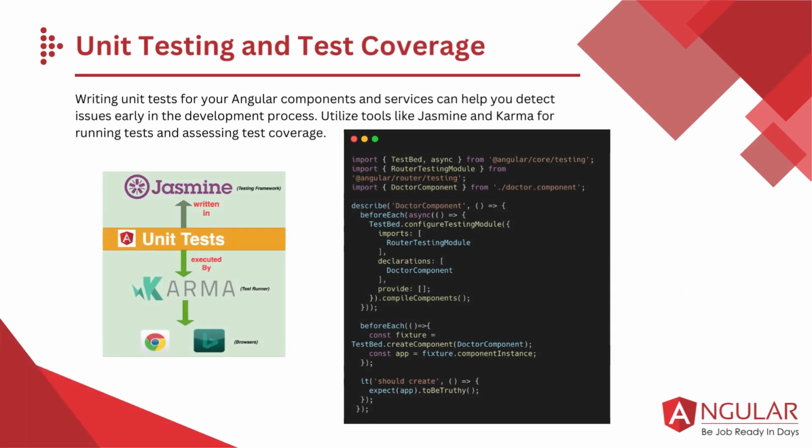6. Unit testing and test coverage. Writing unit tests for your Angular components and services can help you detect issues early in the development process. Utilize tools like Jasmine and Karma for running tests and assessing test coverage. A comprehensive test suite provides confidence in the reliability of your application and aids in identifying regressions during development.